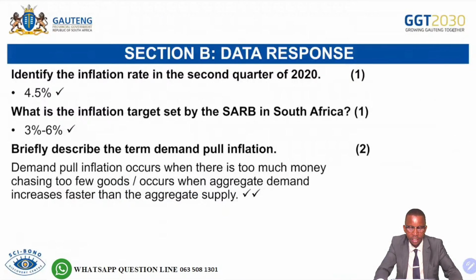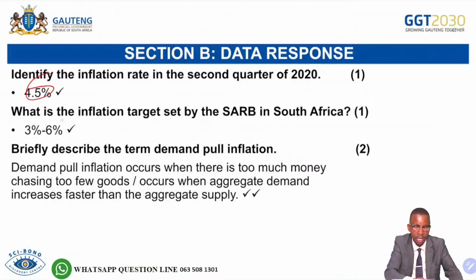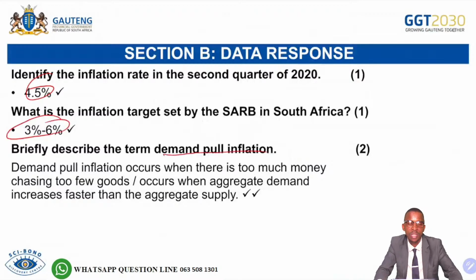Identify the inflation rate in the second quarter of 2020. It was 4.5. There is the answer. What is the inflation target set by the South African Reserve Bank in South Africa? It is between 3 to 6%. Briefly describe the term demand-pull inflation. Demand-pull inflation occurs when aggregate demand increases faster than aggregate supply in the economy. And then we continue.